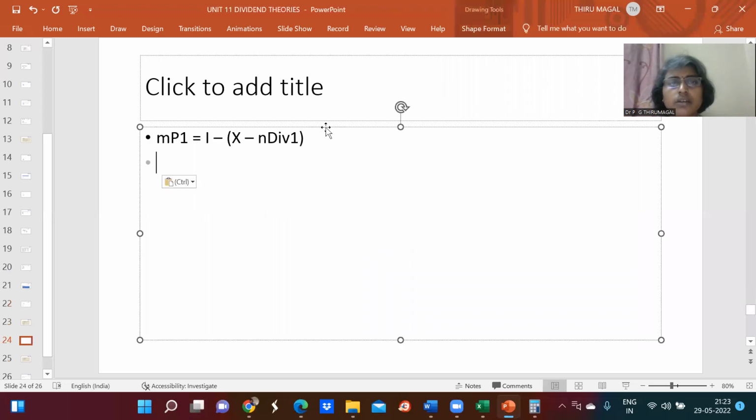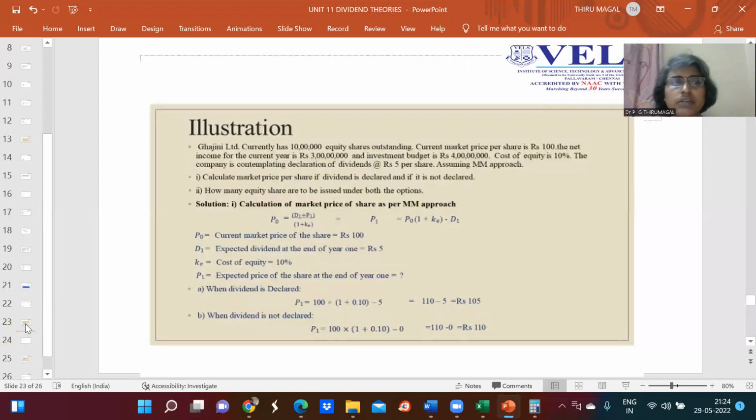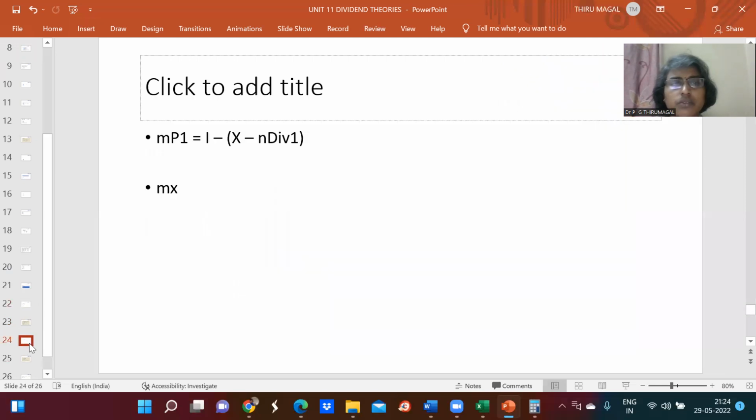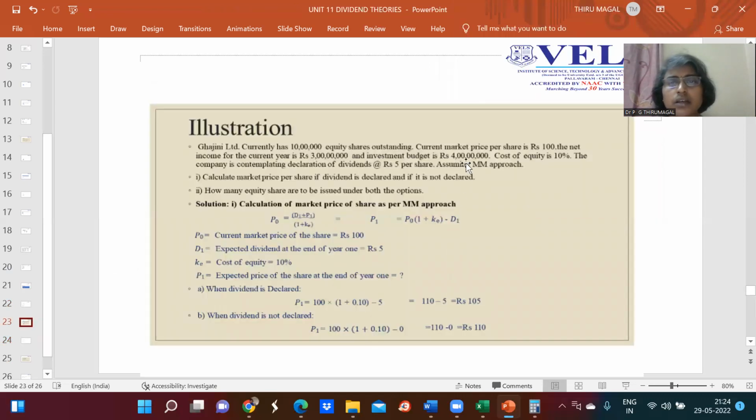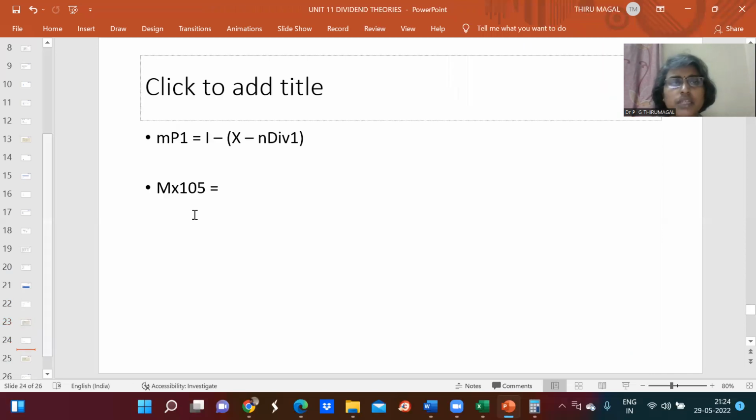This is the formula. Now, how to calculate the new number of shares: M is what we need to find out, multiplied with P1, the share price when dividend is declared. When dividend is declared, the share price is 105. So we can set 105 equal to the new investment. The investment they want to make is 4 crore rupees, and the net income is 3 crore rupees. So we can use that value.